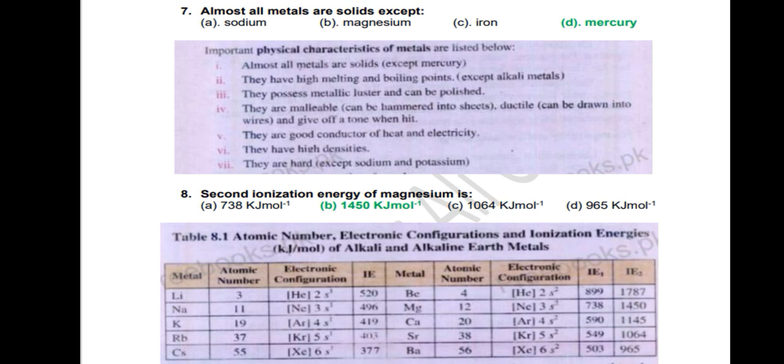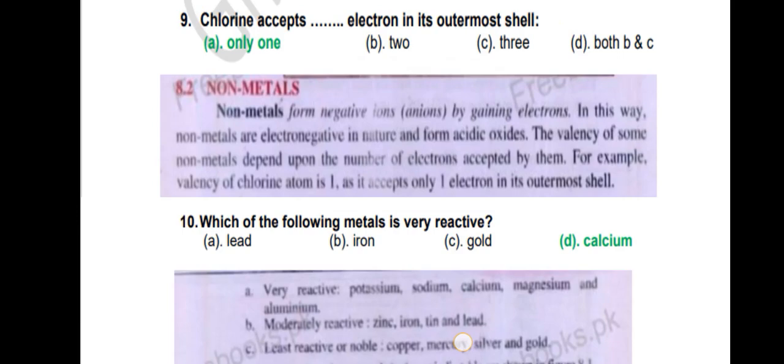The reason is that the first ionization energy is always less than the second ionization energy, because after removal of an electron the force of attraction between the nucleus and the remaining electrons becomes stronger. The size of the cation is reduced, so the forces of attraction are strong. You have to provide a large amount of energy to remove another electron. So the second ionization energy will be higher than the first, that is equal to 1450 kilojoule per mole. Option B will be correct.